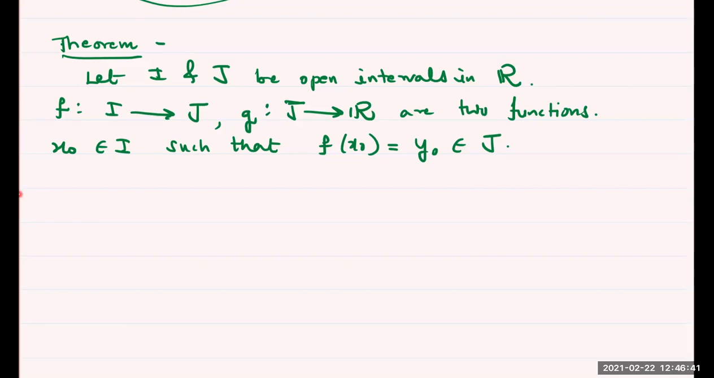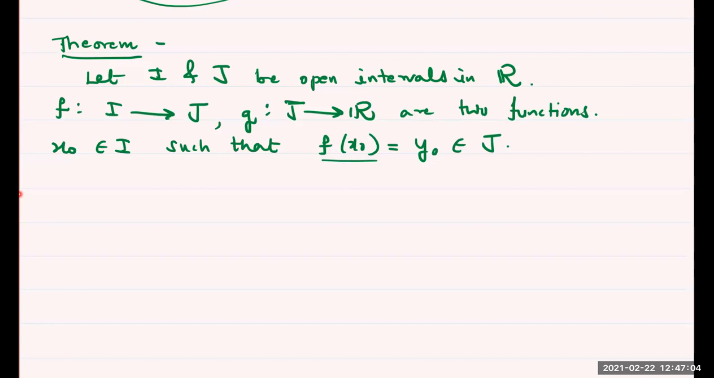That is why we need this, see, x naught is in I, so f would be differentiable at x naught, and g would be differentiable not at x naught, because g comes after f. The image of f, that is this f of x naught, at that point g would be differentiable. Okay, I will draw the diagram and explain.